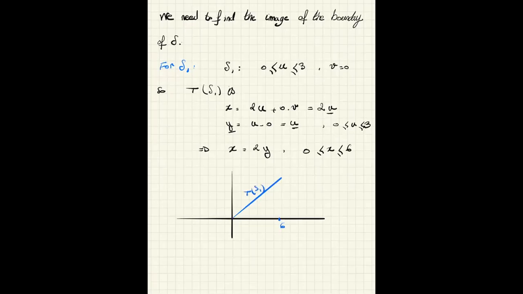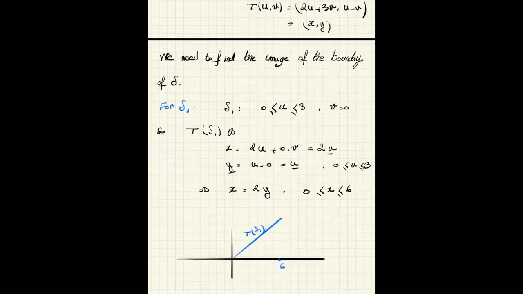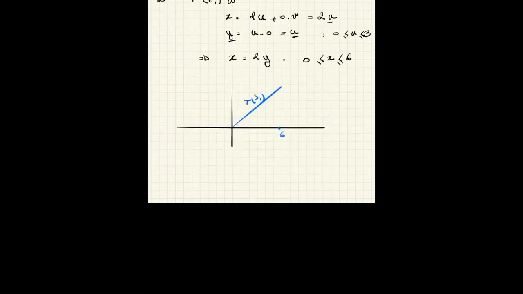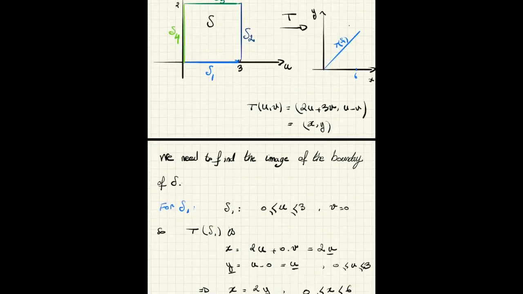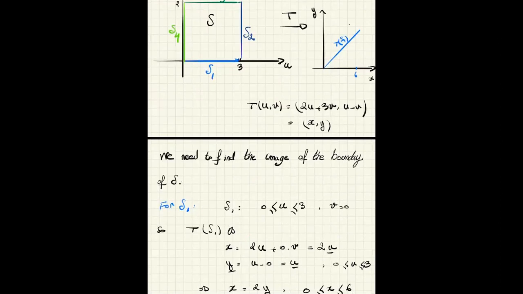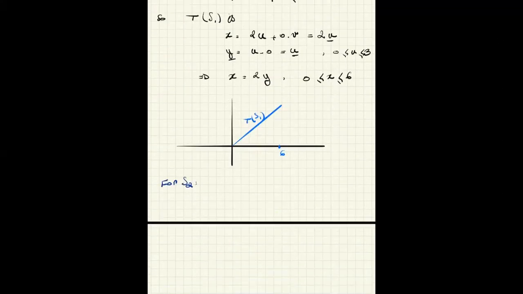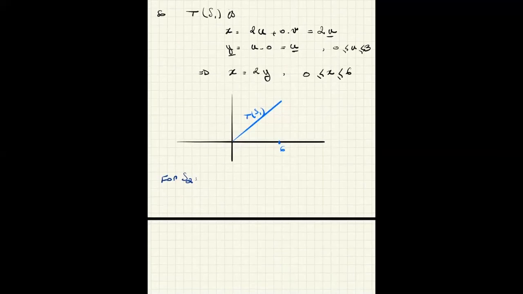Okay, now you do the same exact thing for S2. So what is S2? Remember, S2 now is this vertical line that has a fixed x. For S2, it's U equal to 3. I should have used the blue one here, but it's fine. And V is between 0 and 2.